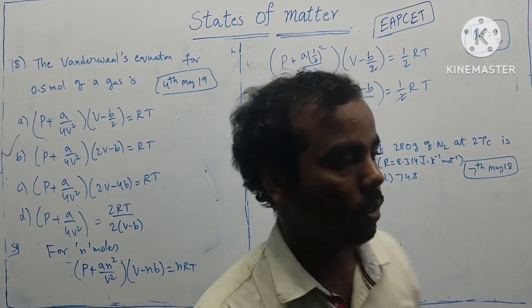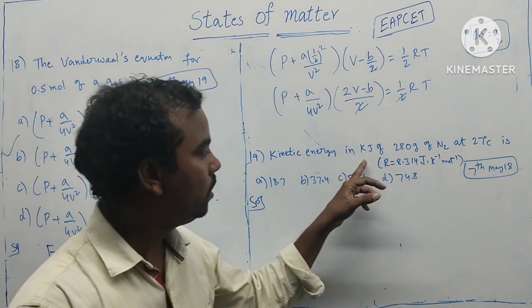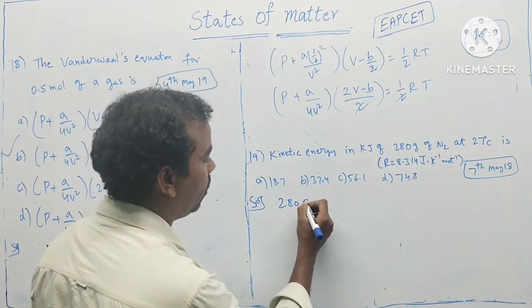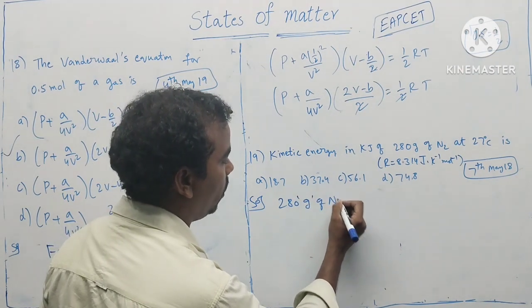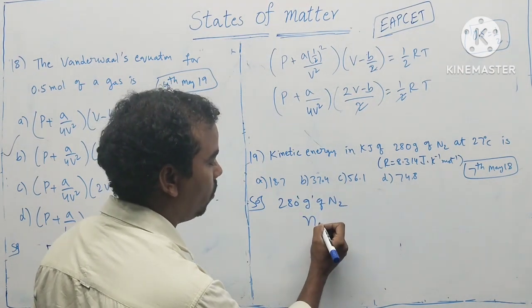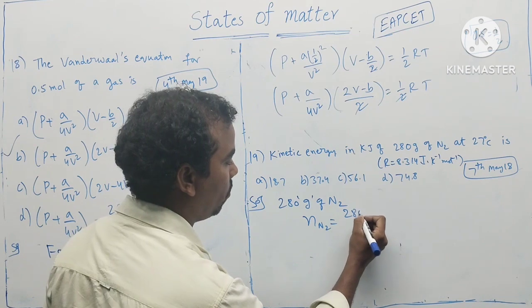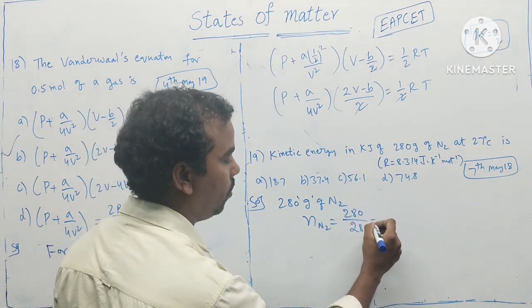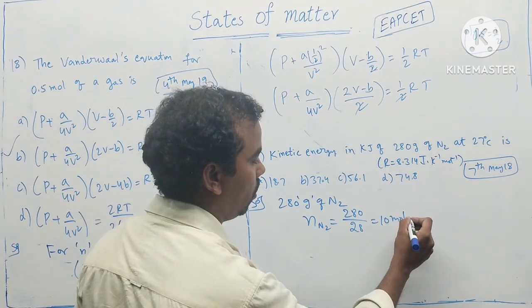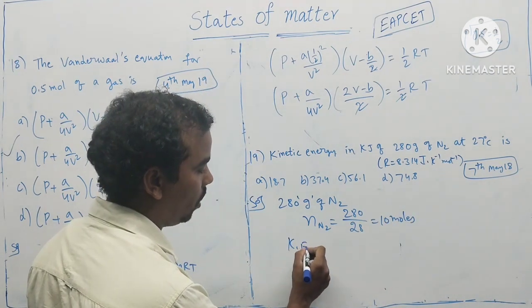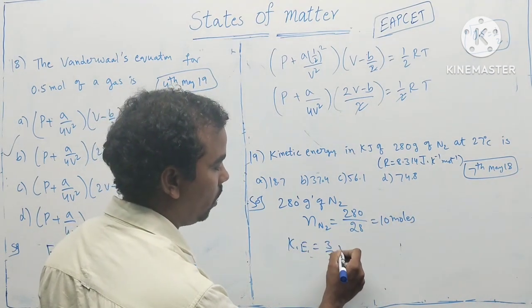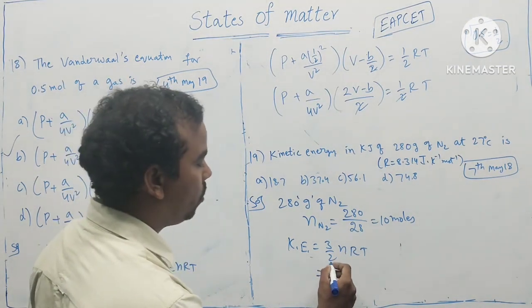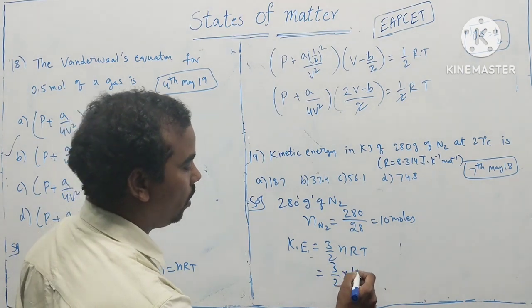So the answer is B. Next one, the last question: kinetic energy in kilojoules of 280 grams of N2. Number of moles of N2 is weight by gram molecular weight of N2, 28. So that means 10 moles. So KE is 3 by 2 nRT, so 3 by 2 into n value 10.